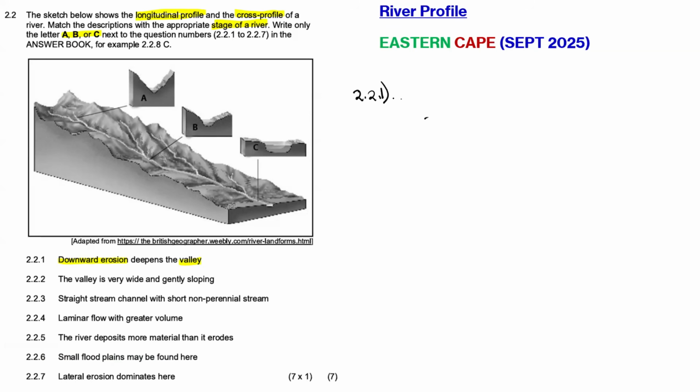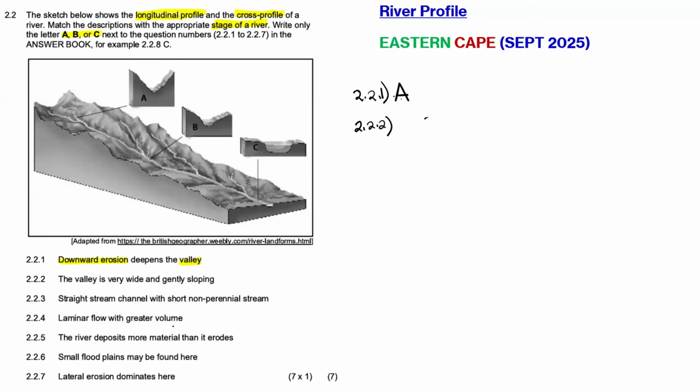Yes? It is A, sir. Yes, why is it A? Because vertical erosion dominates and results in a deep and narrow valley. So the valley is deeper, which is steeper. So that is why we say A.